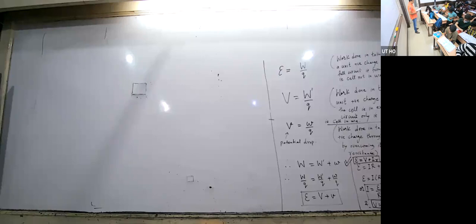So it depends on the materials of the electrode, right? The electrolyte used in the cell. However, it is independent of the shape of the electrode, the distance between the electrodes and the amount of electrolyte. So EMF only depends on the material of the electrode and the electrolyte used in the cell.